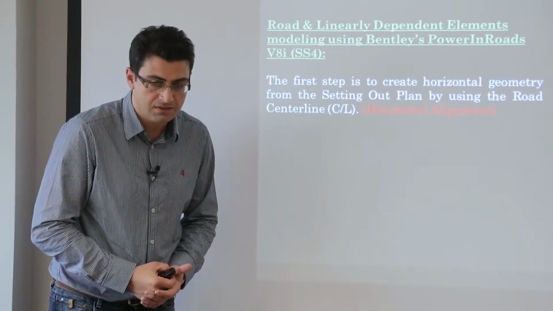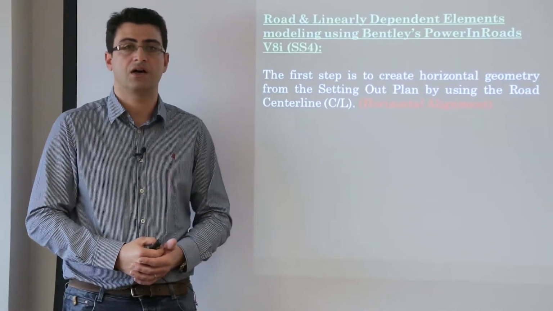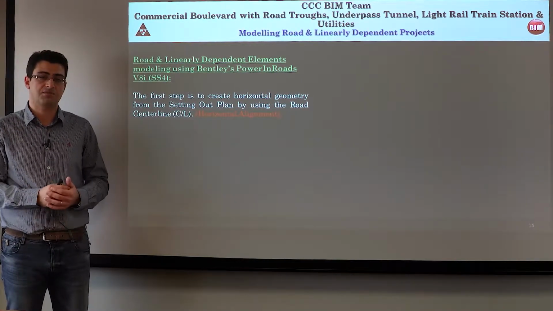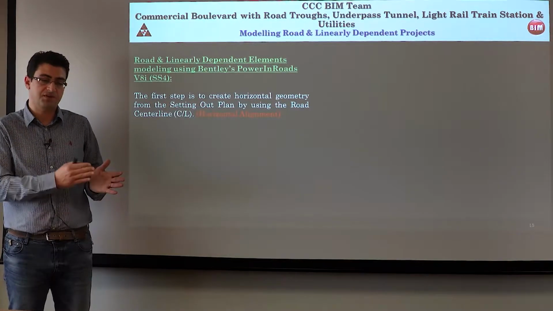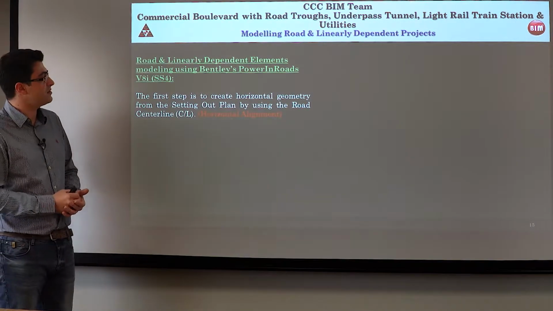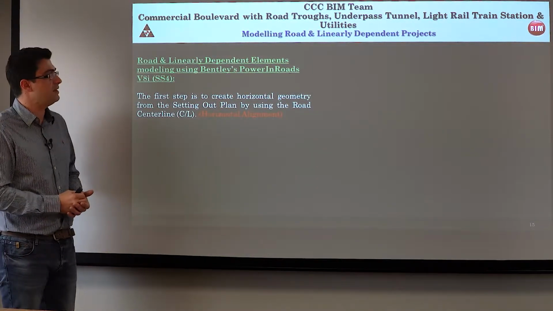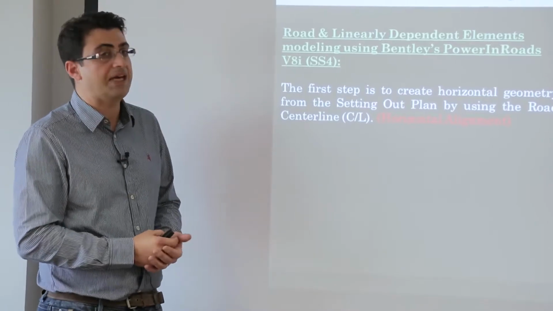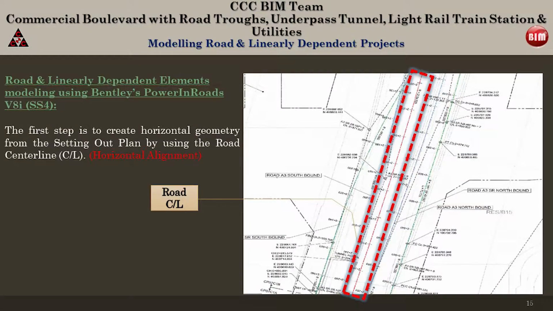And linearly dependent elements are elements that are constructed out of a 3D alignment evolving in space and sections that are dependent in different positions on this alignment. As we are saying here, the road and linearly dependent elements have been modeled utilizing Bentley's solution, PowerCivil for Roads V8i. The first step in order to create such elements is to create the horizontal geometry from the setting out plans by using the road center line, sometimes denoted in the drawings as CL.